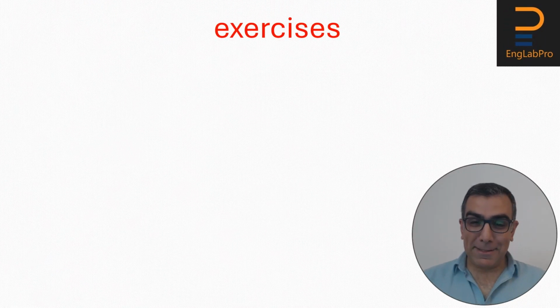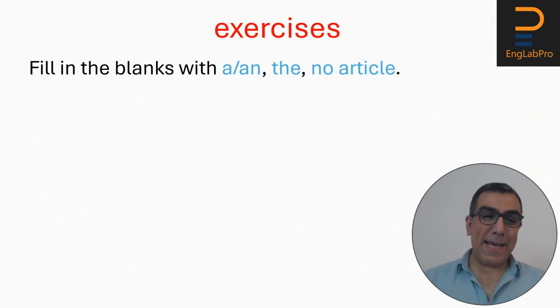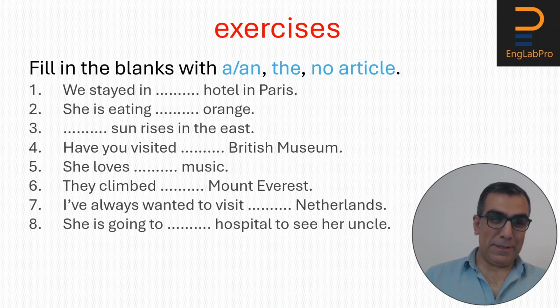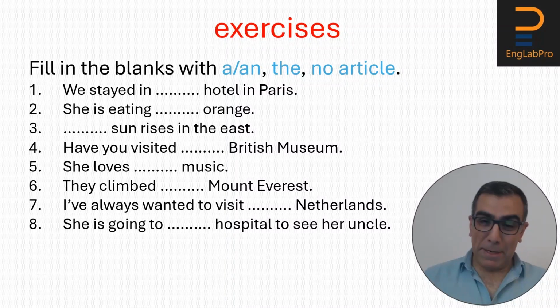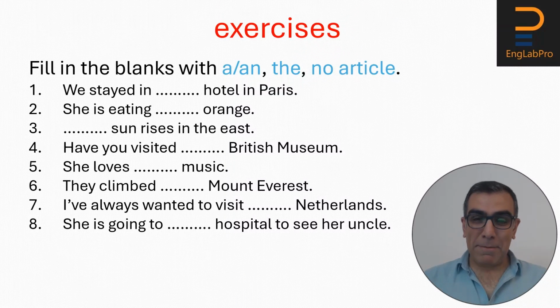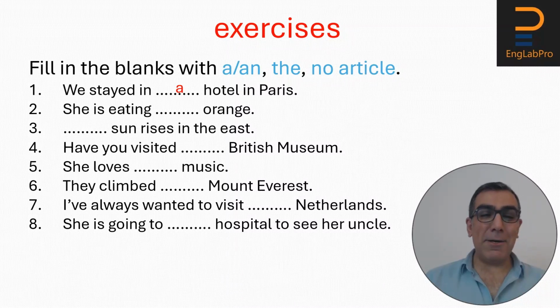Now let's do an exercise together to make sure you have understood the lesson well. Fill in the blanks with a, the, or no article. There are 8 sentences with blanks. Pause the video for a minute or so and then try to answer them and then replay the video to check your answers. I'll start with the first one. We stayed in a hotel in Paris. The listener doesn't know which hotel I'm talking about, so I say a hotel. We don't know which hotel it is.